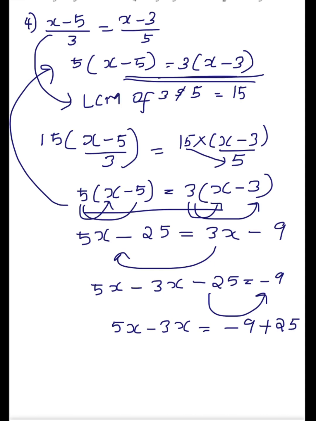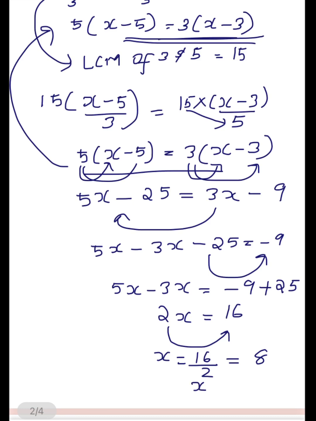Okay. Now what is 5x minus 3x? It's 2x. So 2x equal to, what is minus 9 plus 25? It's 16. Okay. Now you have to take this 2 also to the other side. So you will get x as 16 divided by 2. Okay. What is 16 by 2? That is 8. So x equals 8 will be our solution. Understand how you are doing this?